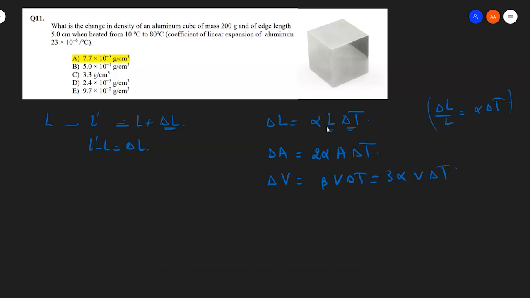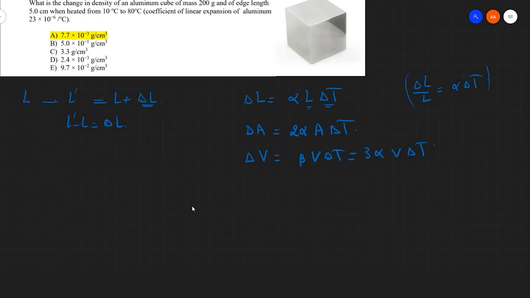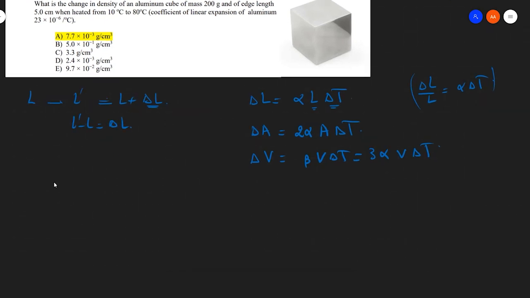So in 1 dimension, 2 dimension, and 3 dimension for volume. Okay, so this is just a reminder. Now, if I take here this quantity and I want to express rho, the density, which is the initial density, rho 1. The density, I will calculate it. They gave me the mass, which is 200 grams, over the volume, which is 5. The edge here is 5 centimeter, 5 to the power 3.